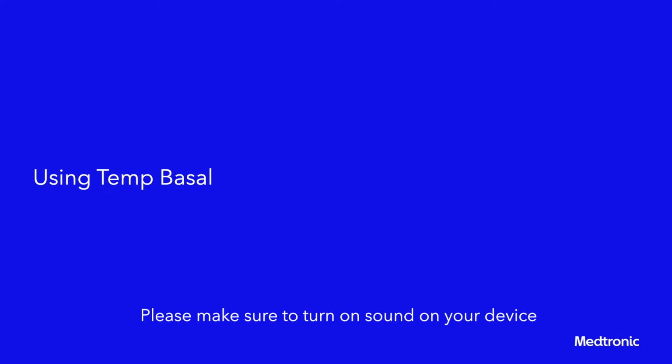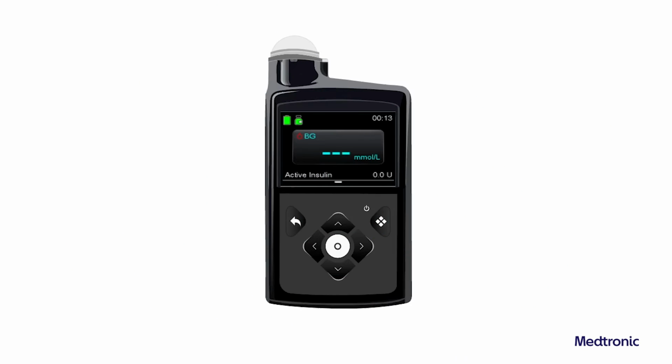Using Temp Basal. Temp Basal rates. The Temp Basal feature helps set and start a temporary basal rate that can be used immediately to manage BG for short-term activities or conditions. The duration of the Temp Basal rate can range from 30 minutes to 24 hours. After the Temp Basal rate delivery is completed or cancelled, the programmed basal pattern resumes.